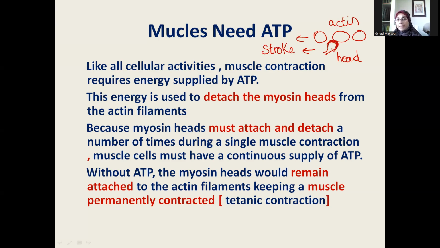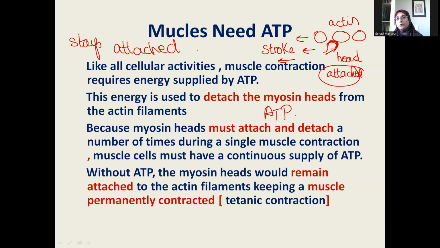But in order for that, this is an attached head, and it has to stay attached in order to pull the actin filaments medially through the stroke or through the hit. But if it remains attached, if this head stays attached, then the muscle will stay contracted, and therefore you need ATP. You need ATP in order to allow that head of myosin to be detached.